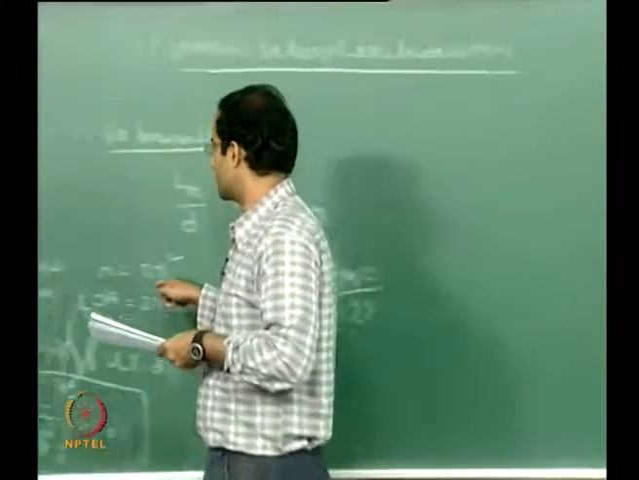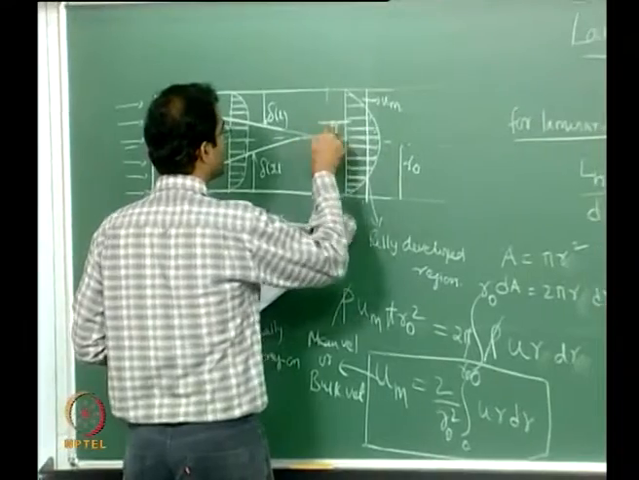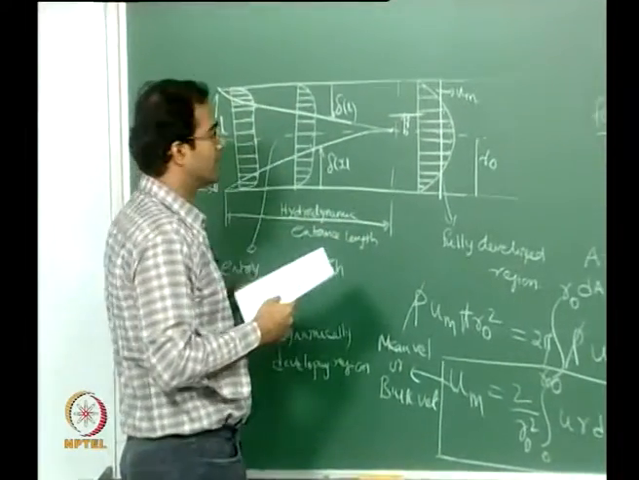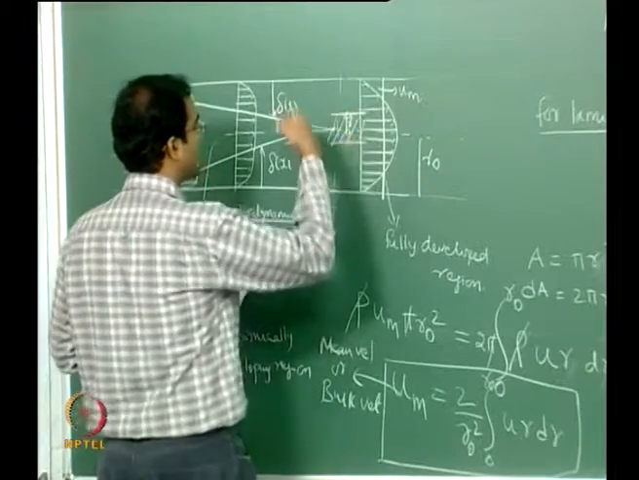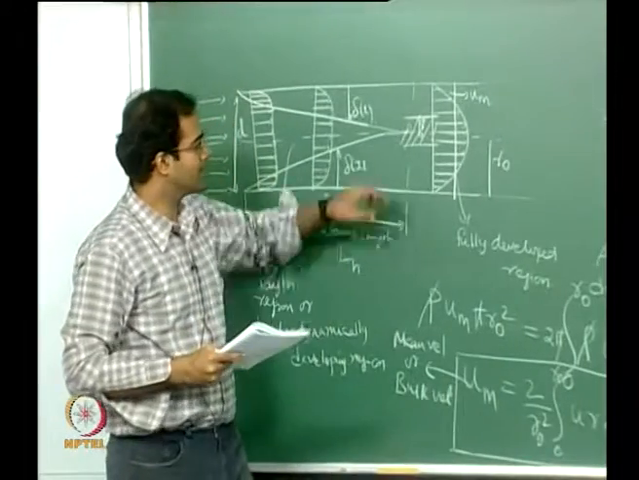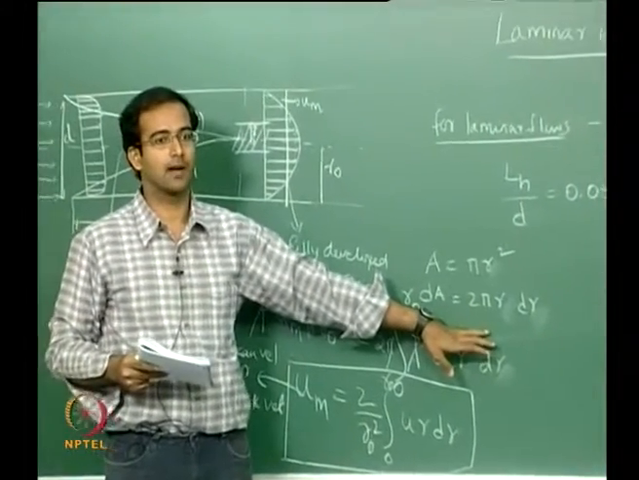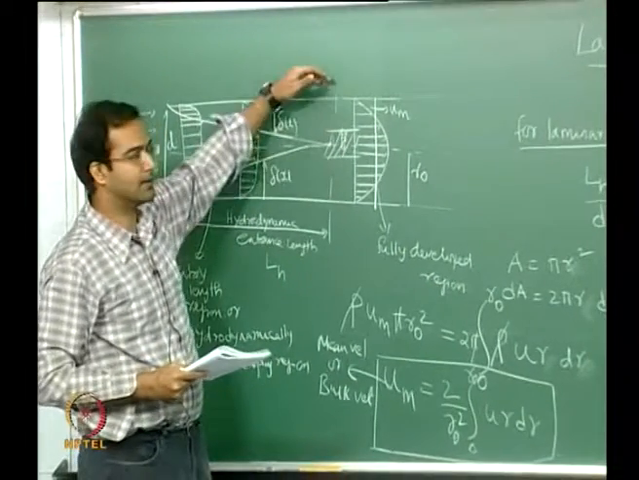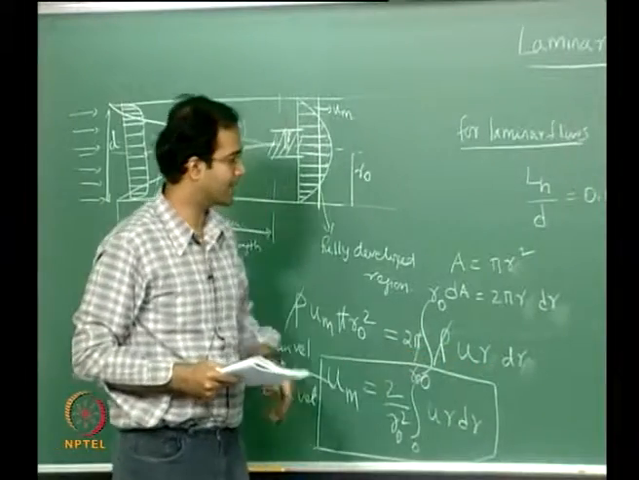Okay, so this is the area at any location r. If you look at any location r, this will be the cross-sectional area, pi r squared. So if I look at any differential area, that will be 2 pi r dr. I have to integrate it over the entire cross-sectional area, so that's why I'm doing this integral right here.